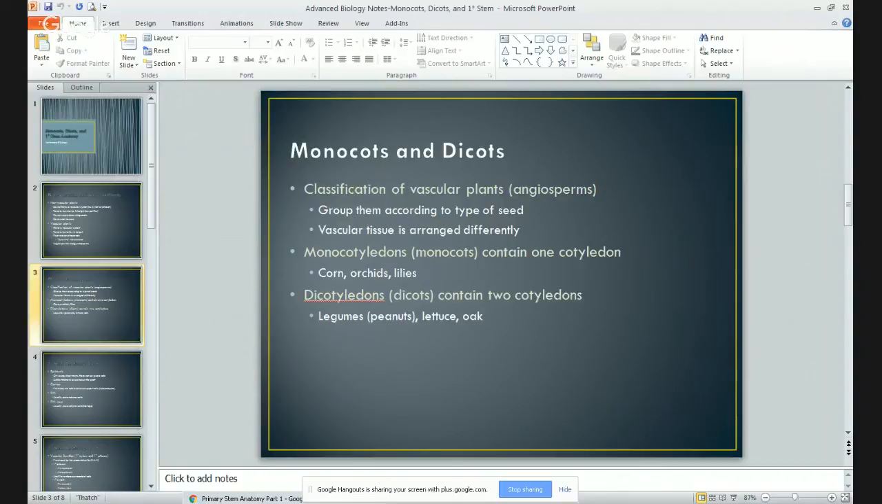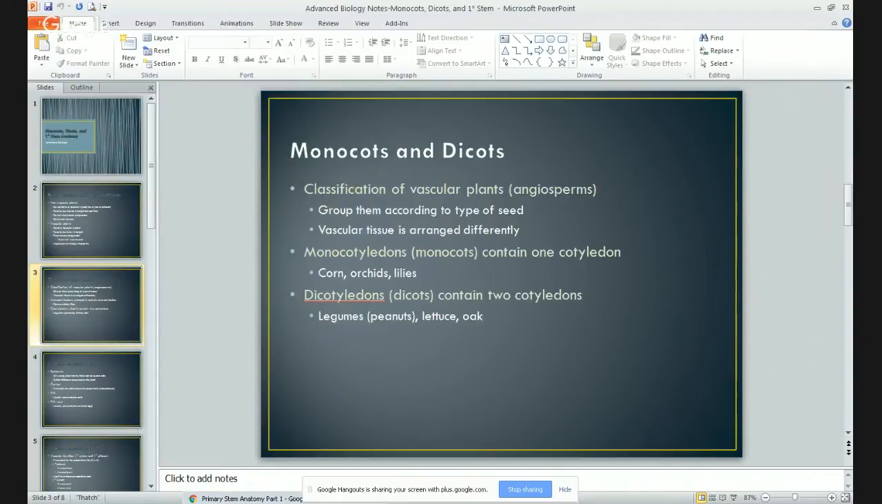And I don't know if I said this or not, but your gymnosperms are the cone producers, so they don't reproduce with flowers. If it has a flower, it's an angiosperm, and depending on the seed, it's going to be a monocot or a dicot. So hopefully that's making some sense. Monocot and dicot are short for monocotyledon and dicotyledon, and as that prefix implies, you're talking about one versus two cotyledons. Then we just shorten those names into monocots and dicots.